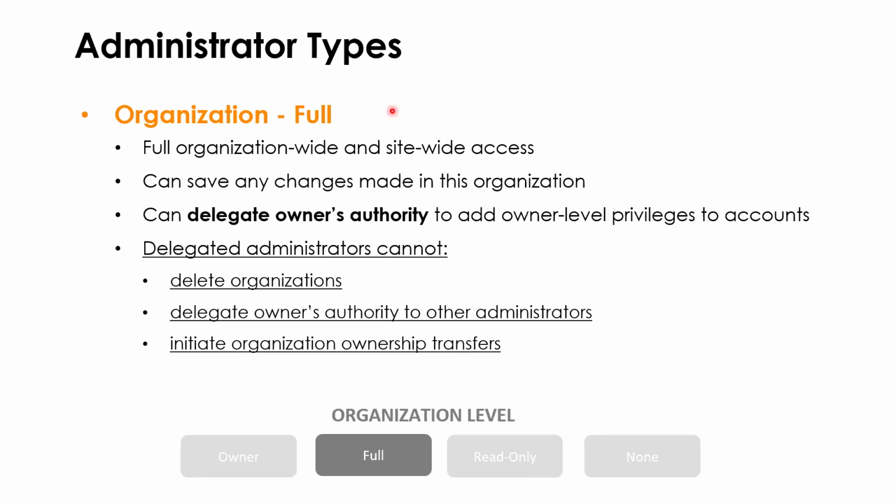When you are creating somebody and designating them as a full admin, you can delegate owner's authority to that admin account. It gives you most of the features, but it's still missing some key things. Even with delegated ownership authority, a full admin cannot delete organizations. They cannot remove ownership authority from certain other admins, and they cannot initiate ownership transfers of organizations.